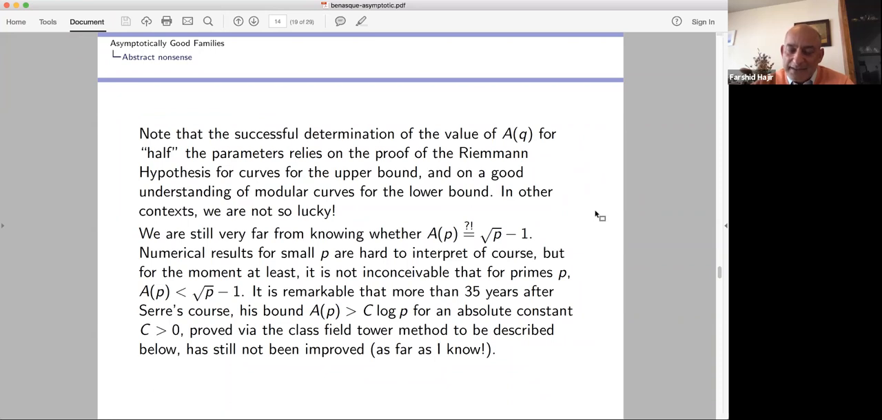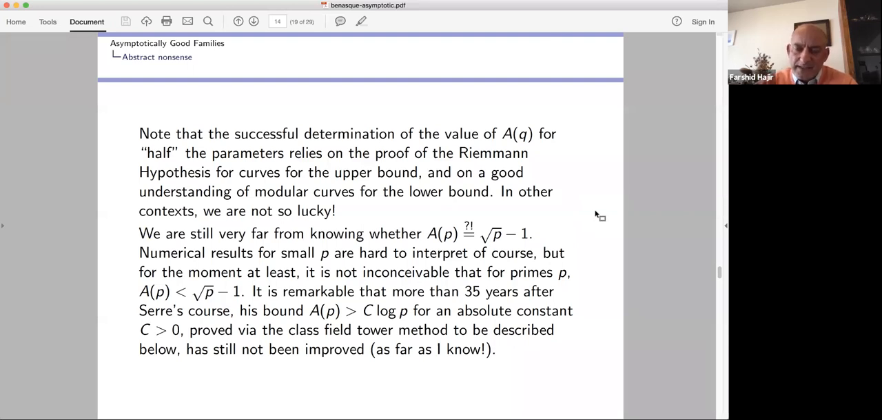But of course, what happens for A of p is still a big mystery. I haven't been able to keep up with everything, but as far as I know, A of p bigger than c log p is still the best that's known in general for all p. This was done by Serre in his notes using class field towers. But I want to note also that he had to use a little bit of graph theory to optimize the conditions to get this bound. It was a non-trivial piece of trickery.